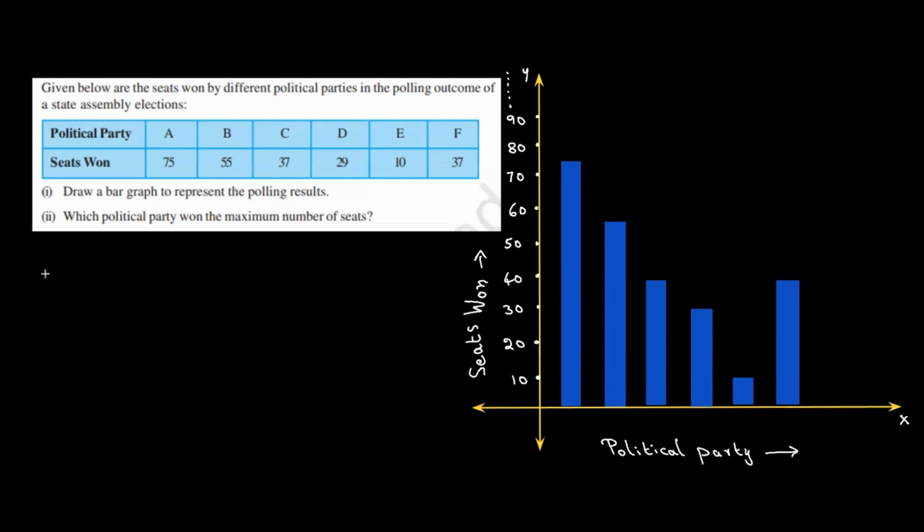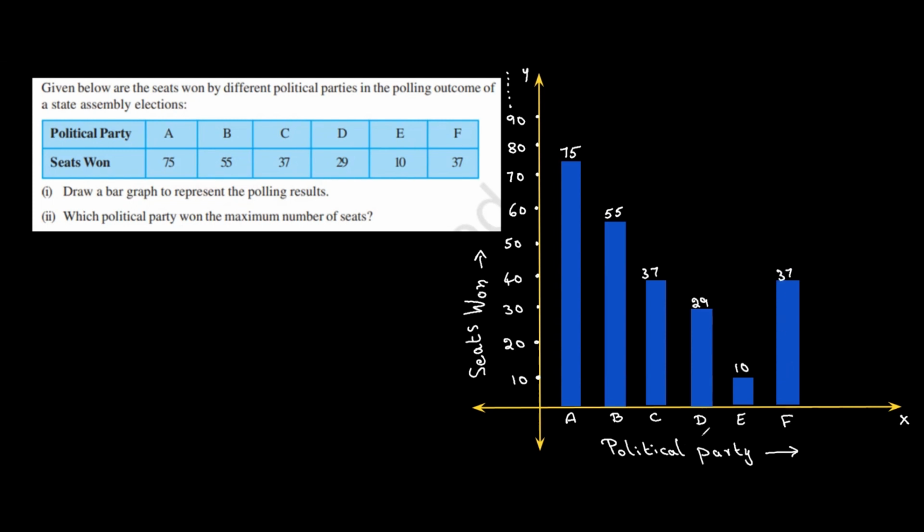In such a way, we mention all of them. Remember, make sure you mention the frequency on each and every bar. The first political party A, 75 seats. Political party B, 55. Political party C is 37. Political party D is 29, and political party E got only 10, whereas political party F again 37.